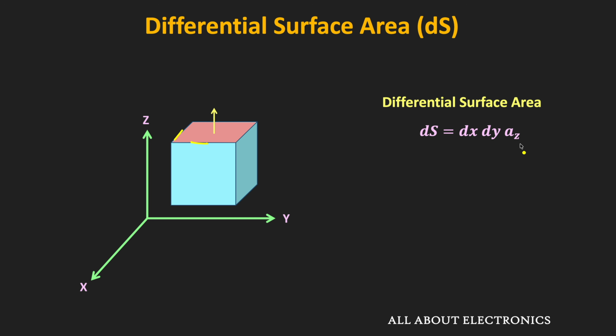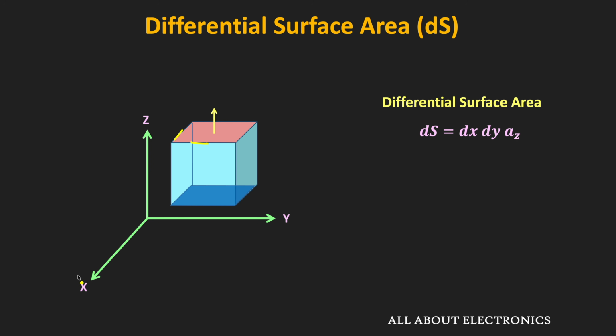times az. Now here, although we have taken the top surface, for the given cube, if we keep z constant and change x and y, then it can also be represented by the bottom surface, right? Because for the bottom surface also, z remains fixed while x and y are changing.